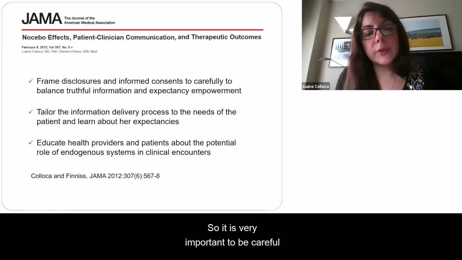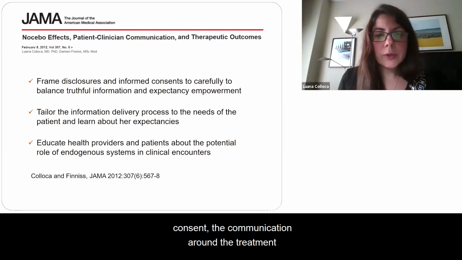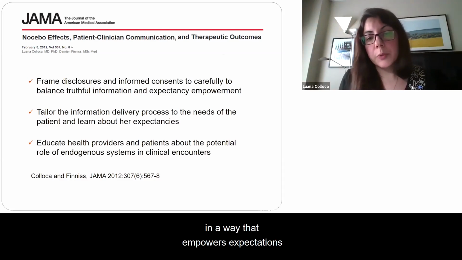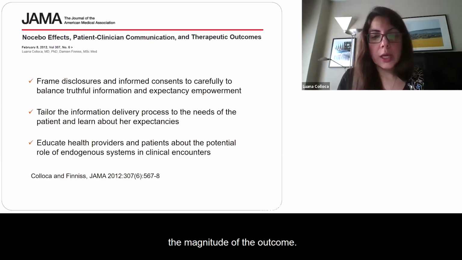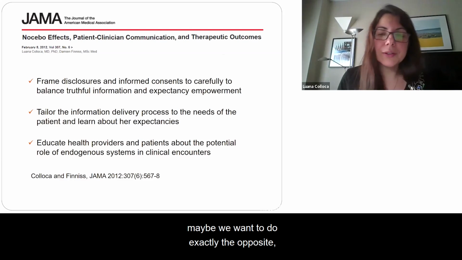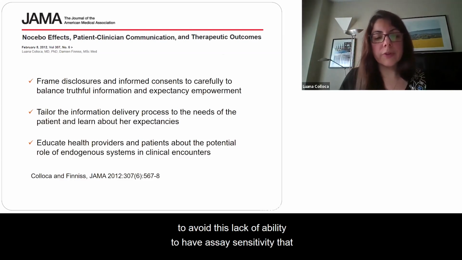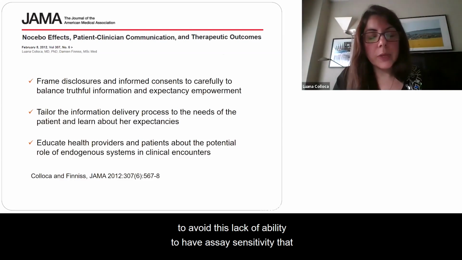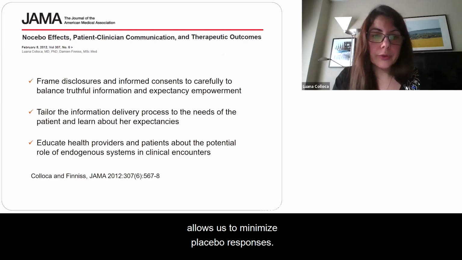So it is very important to be careful when we inform a participant, and to frame the informed consent and the communication around the treatment in a way that empowers expectation, so that we can enlarge the magnitude of the outcome if we are in a clinical setting. On the other hand, if we are running clinical trials, maybe we want to do exactly the opposite: try to minimize this empowerment of expectation, to avoid a lack of assay sensitivity and to minimize placebo responses.